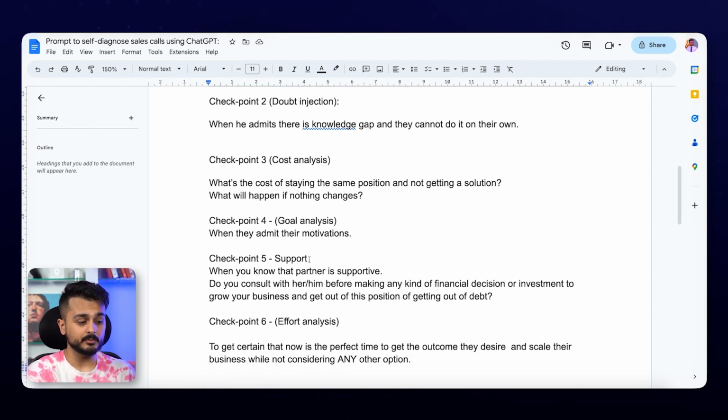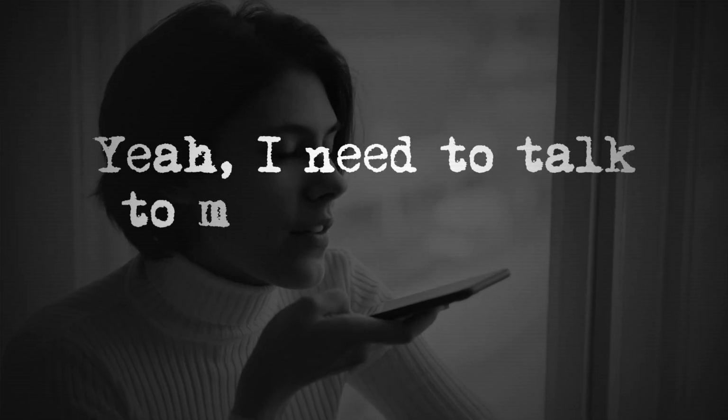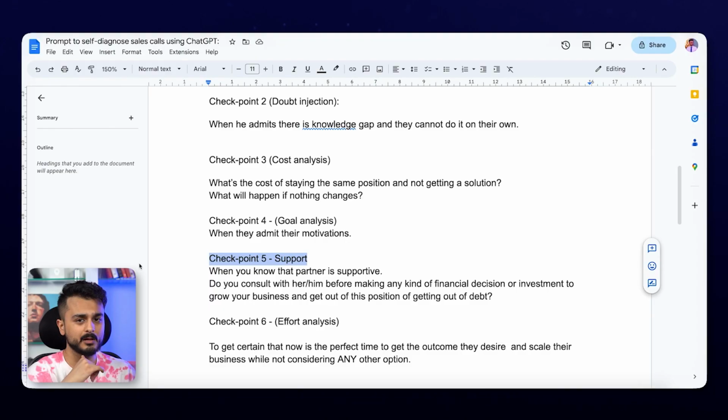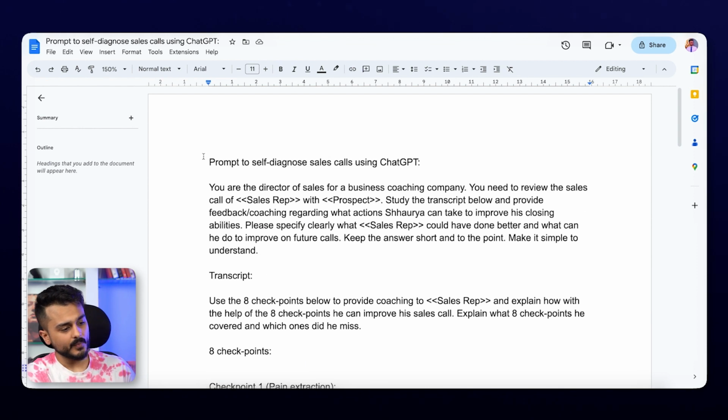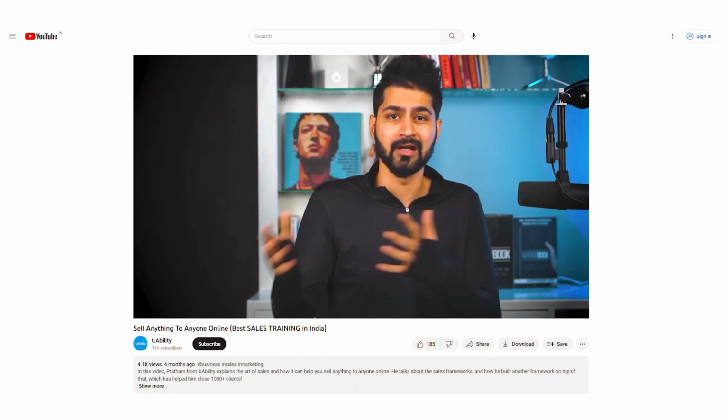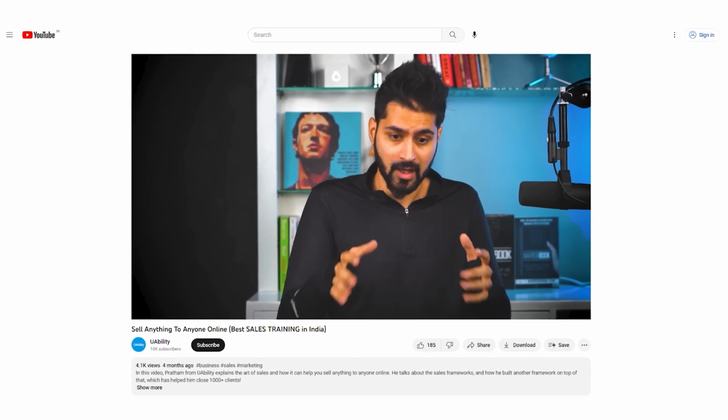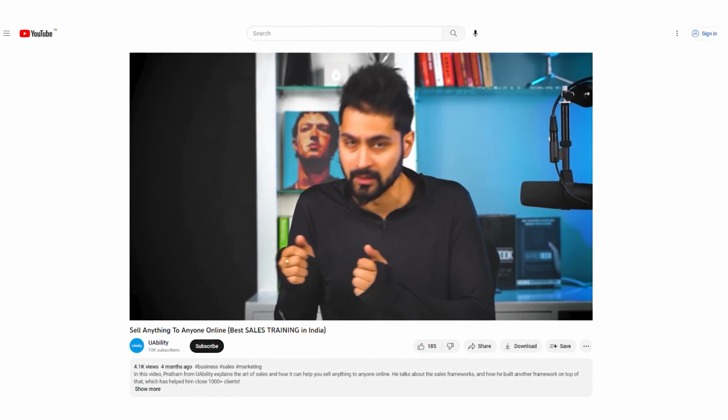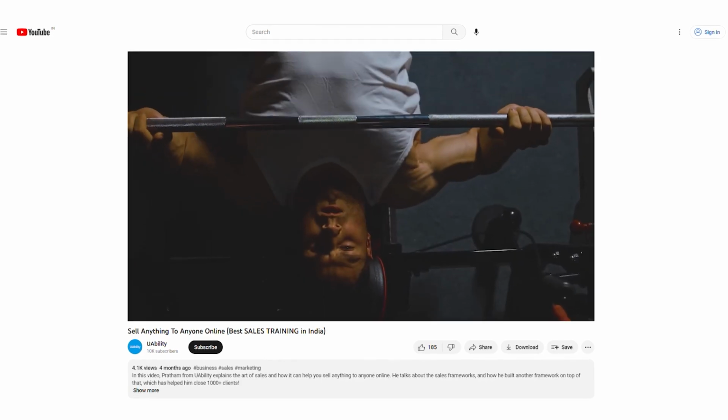Because think about this. How many times have you heard, "Yeah, I need to talk to my partner and think about it." Well, why wait for that objection to arrive when you can actually cover this a lot sooner? So that being said, this is very, very important. Again, if you want to learn more about how you can integrate this into your own process, go and check out that video that I just told you about.